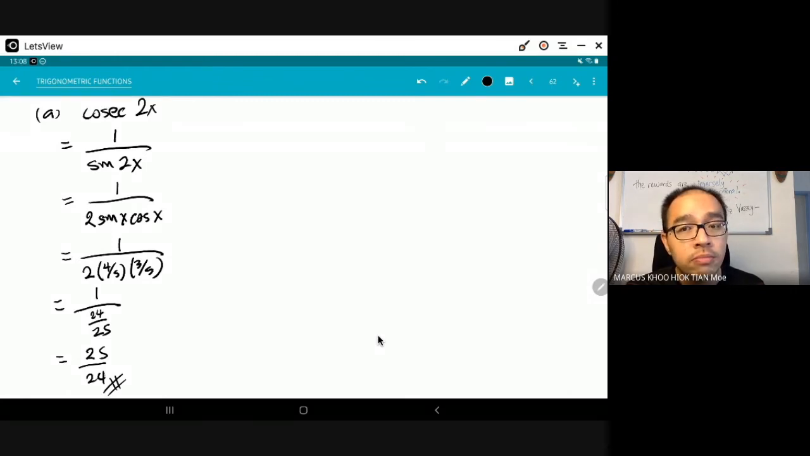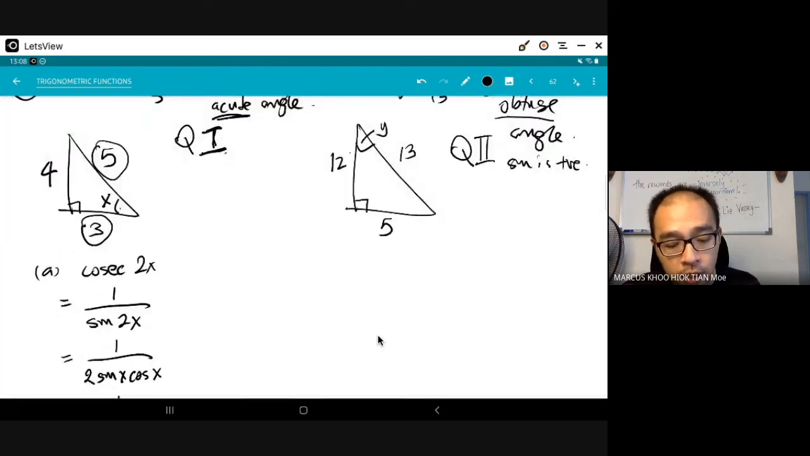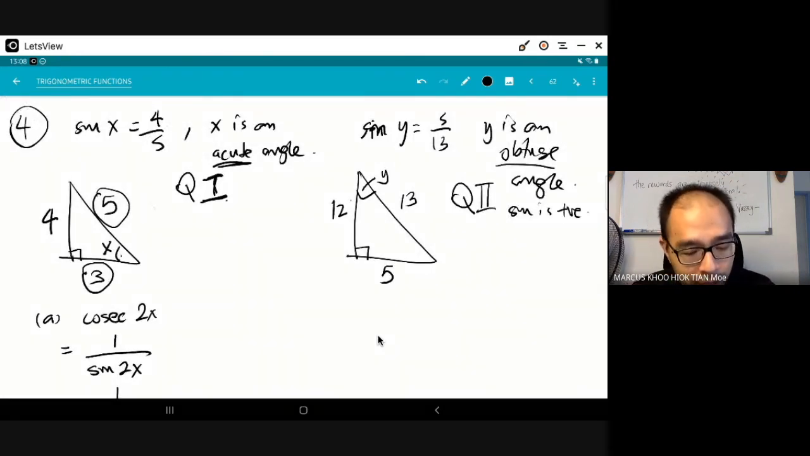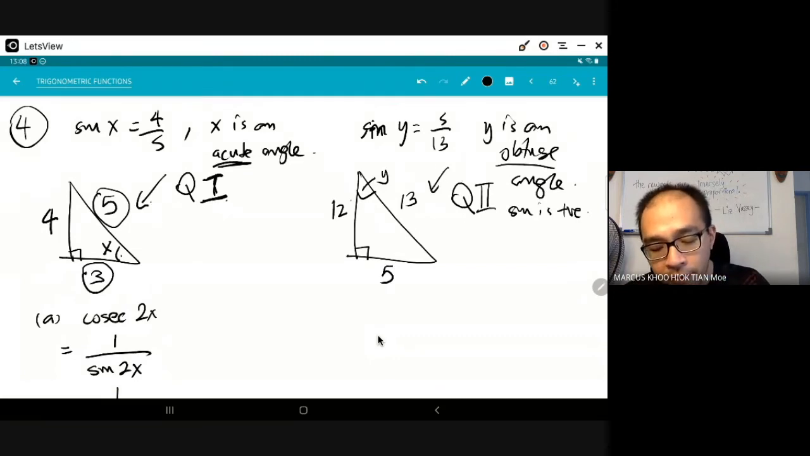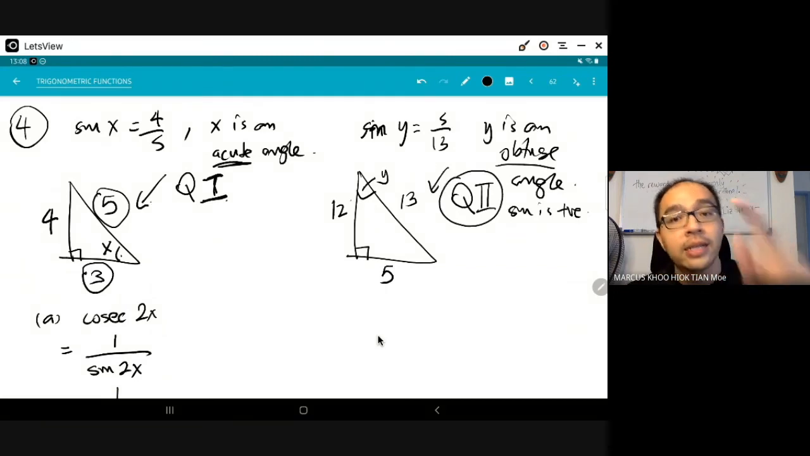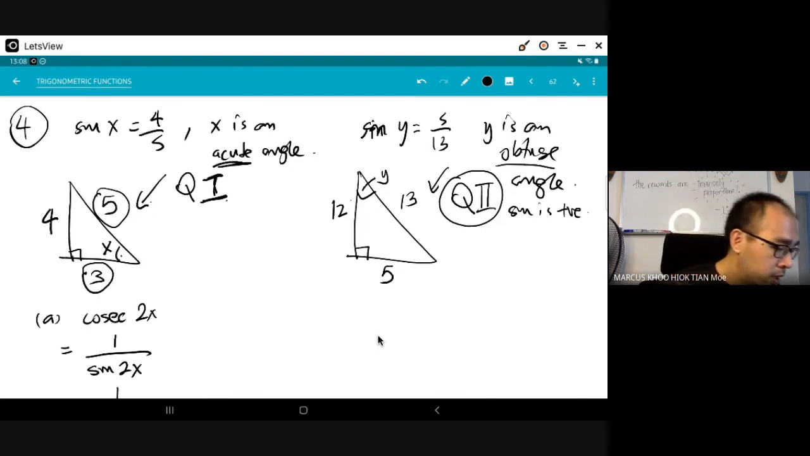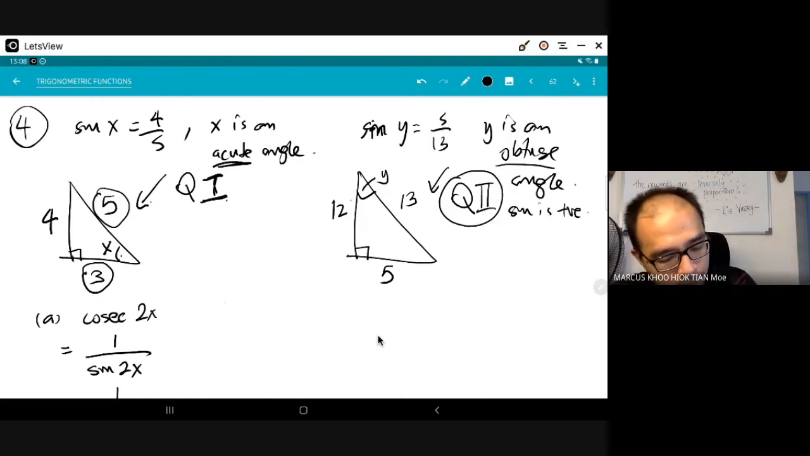Okay, so there is nothing really much to this. If you have answered the previous question, it will probably be along the same lines. Okay, we are now using the double angle formula. But as I said before, forming this triangle and identifying which quadrant is the most important thing, because that will determine whether your answer is positive or negative. All right, secant 2y.